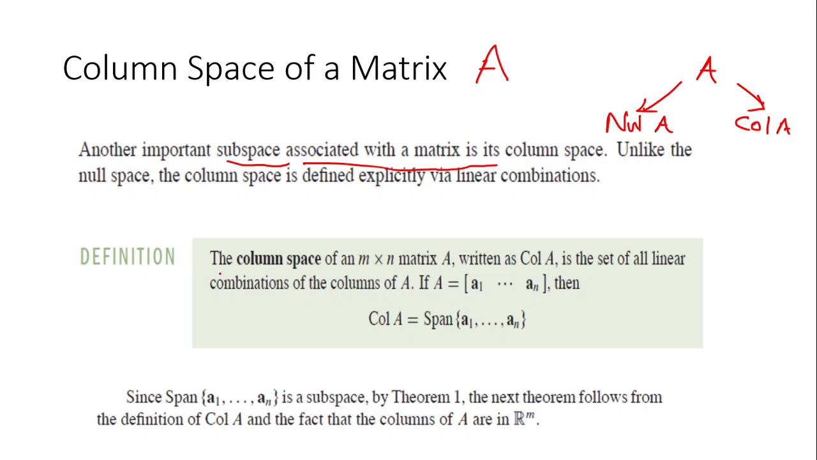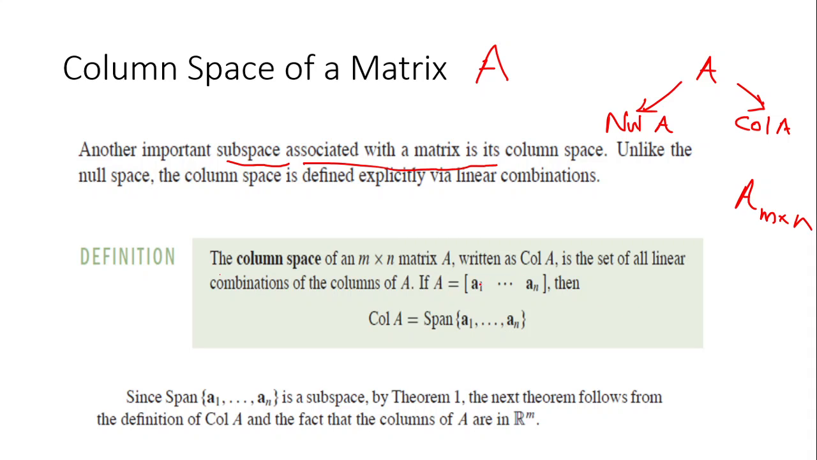Here is the definition of column space of an m by n matrix. A matrix A is of order m by n. The column space of an m by n matrix A, written as col A, is the set of all linear combinations of the columns of A. That means if A equals A1, A2, etc. An, then col A equals span of A1, A2, A3, etc. An. Then what are these A1, A2, A3, etc. An?